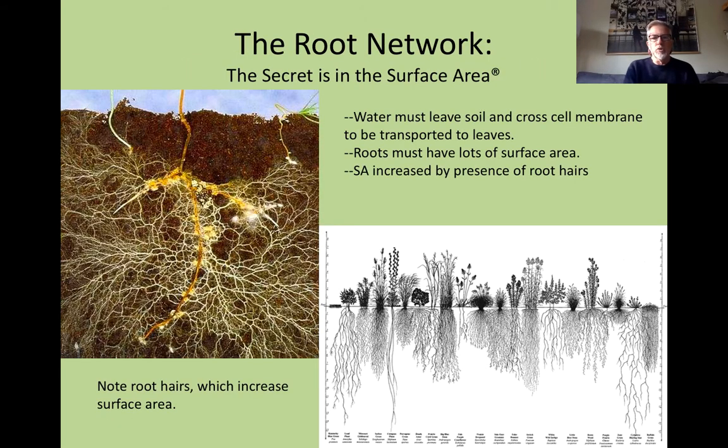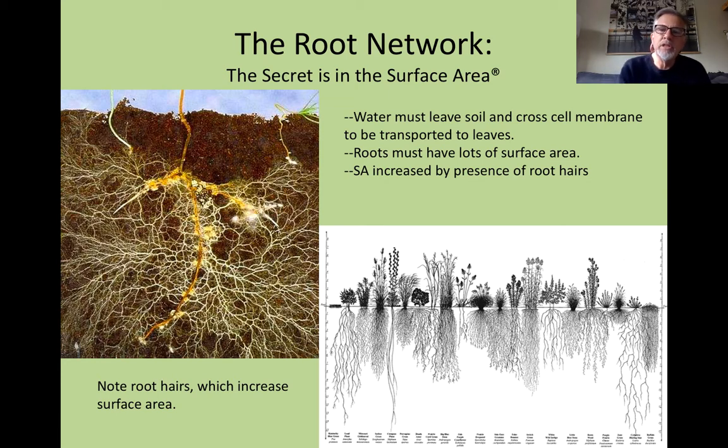Let's take a look at roots very briefly. Water must leave the soil and cross the cell membrane to be transported to leaves. And all of you, I'm sure, are familiar with the fact that if you stick your hand down into soil, it's moist. And soil has all these marvelous ways of holding on to water against the flow of gravity, which would pull it downwards. So the roots must contact the water in the soil and bring it across their membrane.